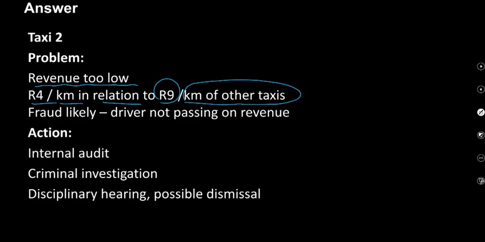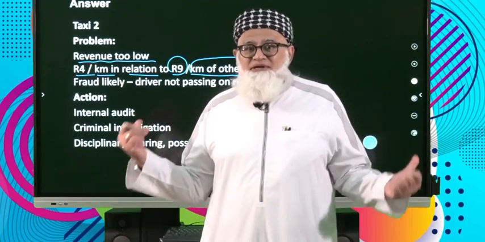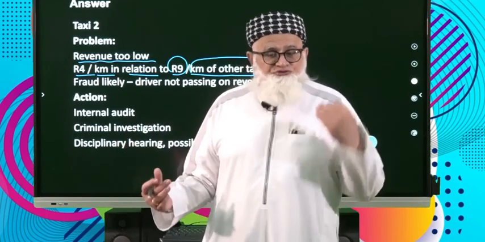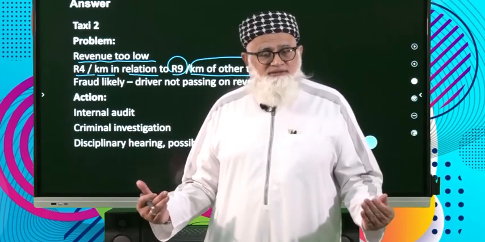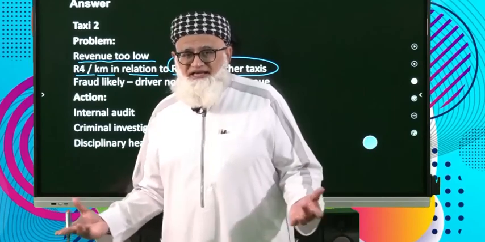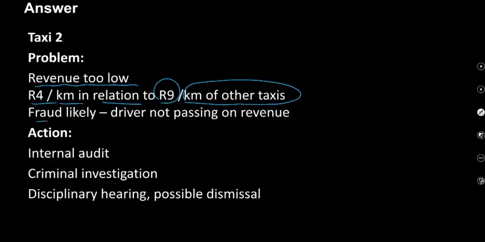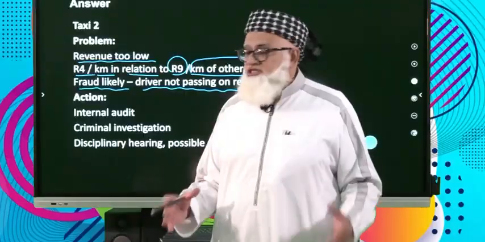If the other two taxis are giving you a revenue per kilometer of 9 Rand, and we've ascertained that from the figures given to us, whereas taxi 2 is only getting a revenue of 4.11 Rand per kilometer, surely there is a possibility of fraud, right? The drivers not passing on the revenue to us. Clearly, there's something that action needs to be taken.